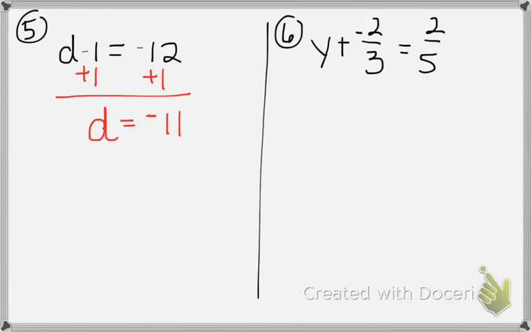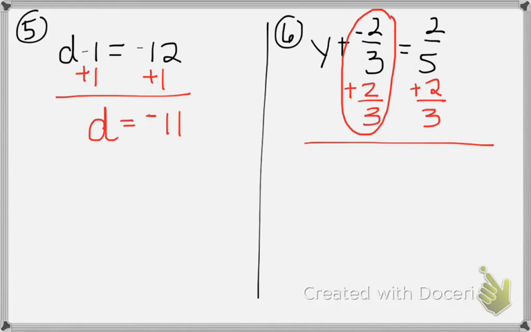And then number 6. Y is the variable. I got a plus -2/3 here. And to get rid of the -2/3, I'm going to put a +2/3. Make sure you understand why I'm doing plus 2/3, because I want to eliminate this entire person, I guess, the sibling.